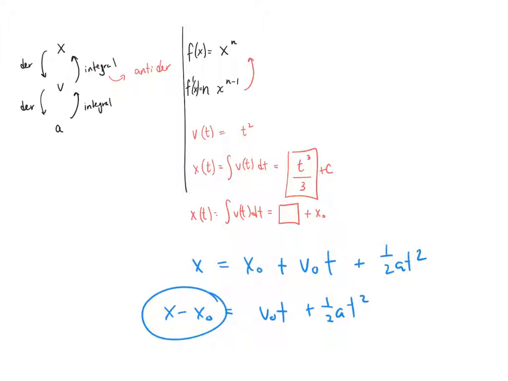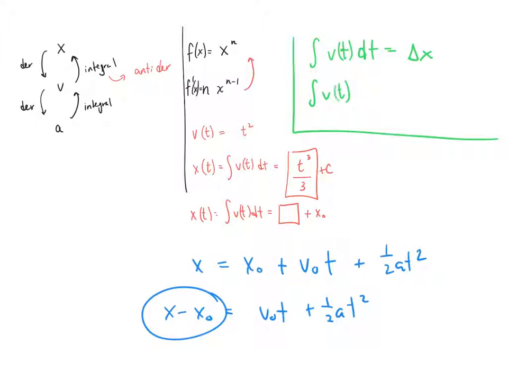Let me write it one more time for you in a different way. I'm going to put it at the top right. I'm going to say that the integral of velocity, dt, is equal to the change in position, which is what we just covered from the ramp. As a result, I could say the integral of velocity, dt, equals x minus x0. And then what can I do with the x0? I can add that over to the left side, and it becomes this.